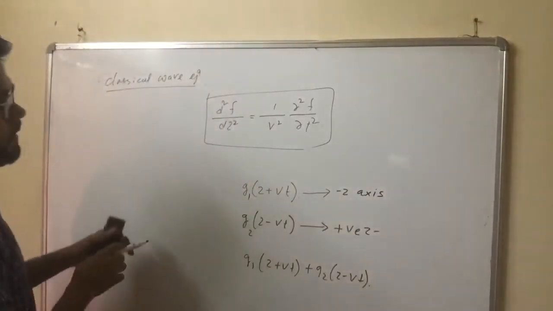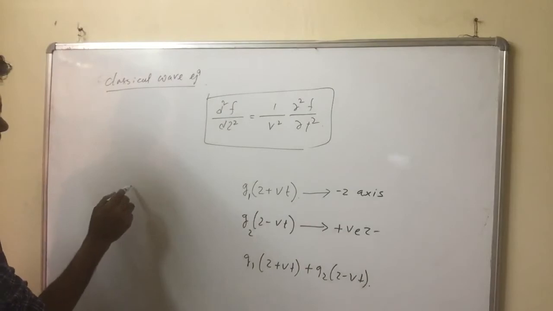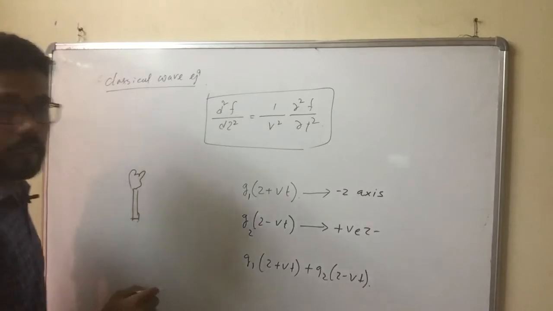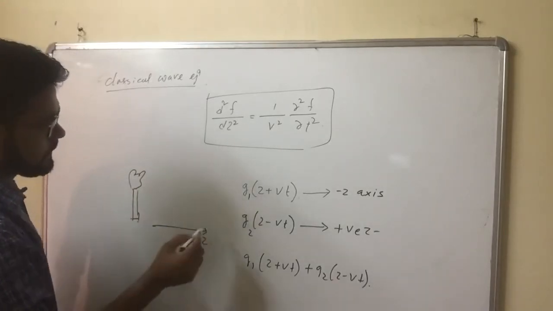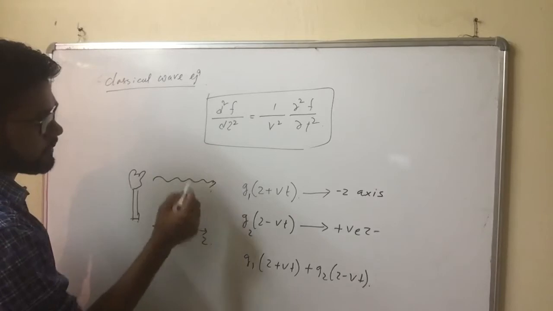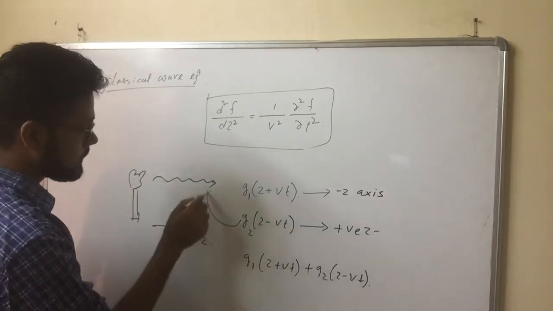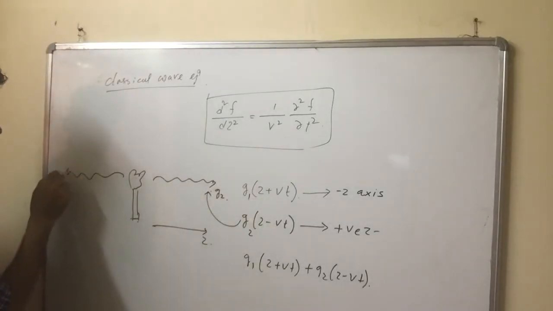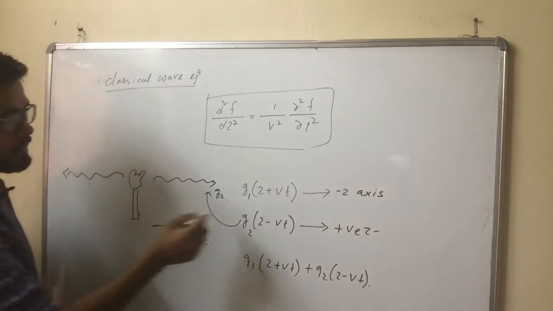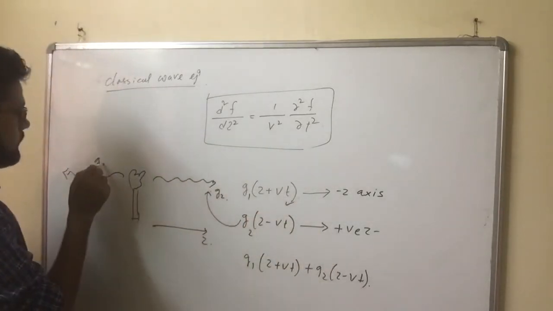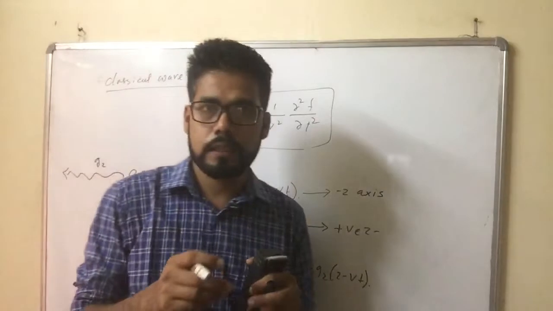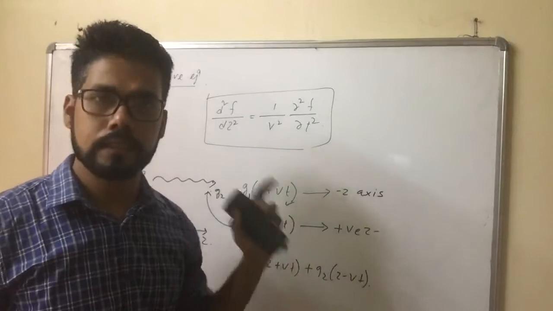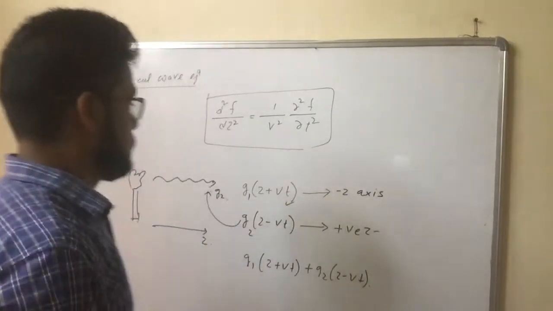You can imagine, suppose this is a bulb, an electrical bulb, and this is the z axis. An electromagnetic wave propagating along the positive z axis is represented by g2. If the electromagnetic wave propagates along the other direction, it is represented by g1. Now if we consider the electromagnetic wave to the left and to the right, then you have to represent this combined part. This is the general solution of the wave equation.